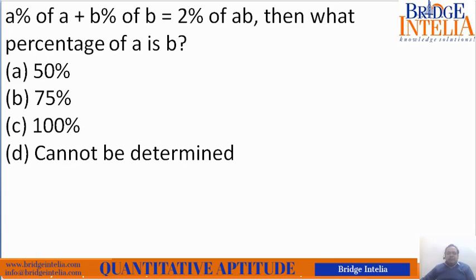A% of A plus B% of B is equal to 2% of AB. Then what percentage of A is B? So let's see, what is given? A percentage of A, A percentage means A upon 100. So A percentage of A plus B percentage of B, you can write B upon 100 of B, is equal to 2 percentage, that means 2 upon 100 into AB. So this is what is given to us.